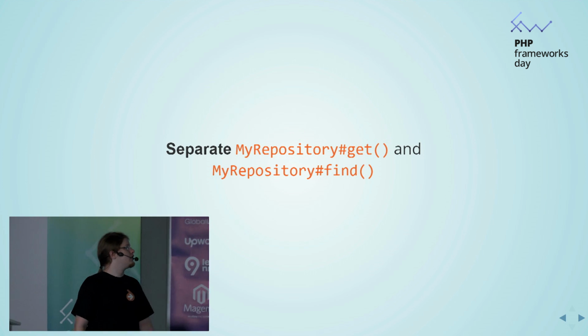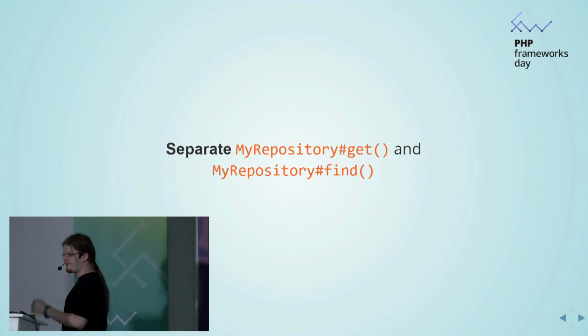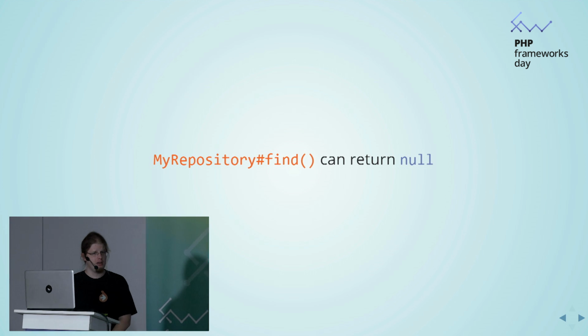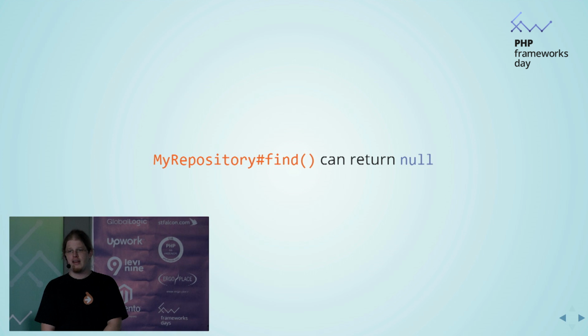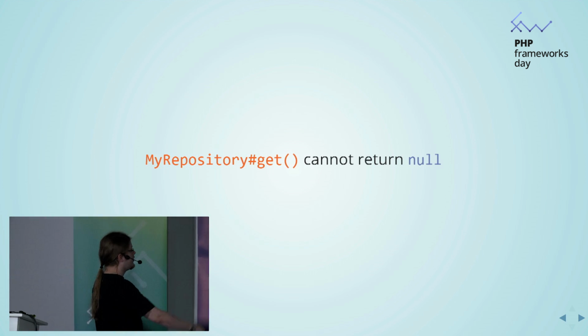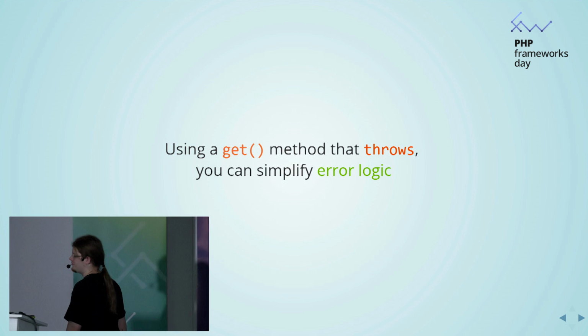Right. You can also separate repository get and repository find. This is something I really like. So repository find can return null. Repository get cannot. And this is really simple to implement. If it doesn't find anything, you just throw an exception. And then this means that every upper layer can simply rely on this exception being thrown instead of checking for a value being returned. All right? And then you upcast it to a 404 response code inside your application layer.